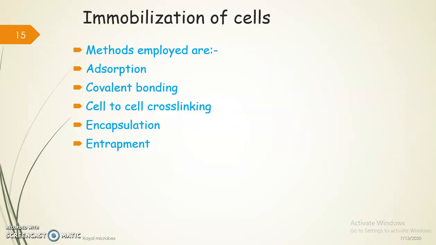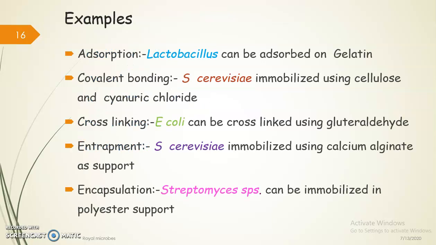Next, we can see immobilization of cells. Here the methods employed are the same as that of the enzymes, that is adsorption, covalent bonding, cell-to-cell cross-linking, encapsulation, entrapment. Some examples are, for adsorption, Lactobacillus can be adsorbed on gelatin. Covalent bonding, Saccharomyces cerevisiae can be immobilized by using cellulose and cyanuric chloride. That is, covalent bond will be formed between these.